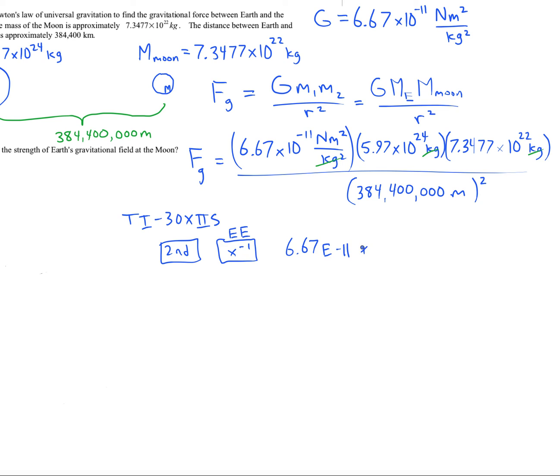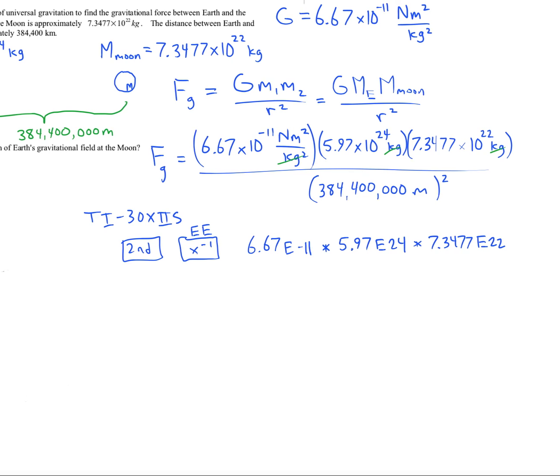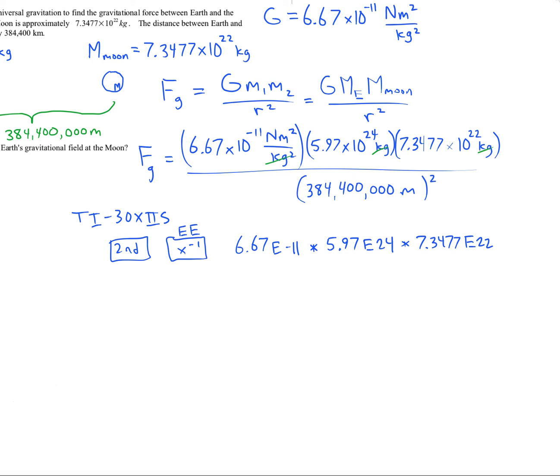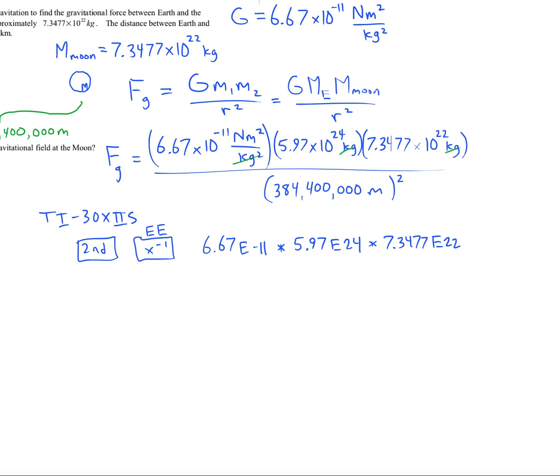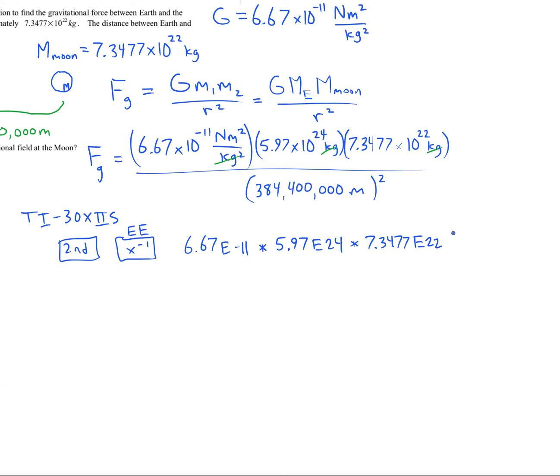Okay, and then we'll multiply by 5.97 E24. Multiply that by 7.3477 E22. After that, we're going to divide by 3.844 E8, and then we'll square that.